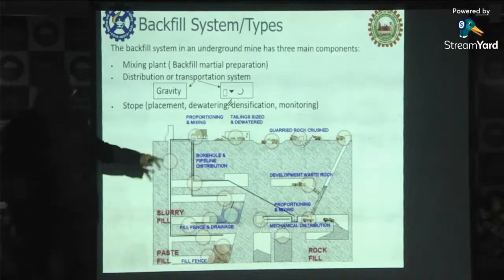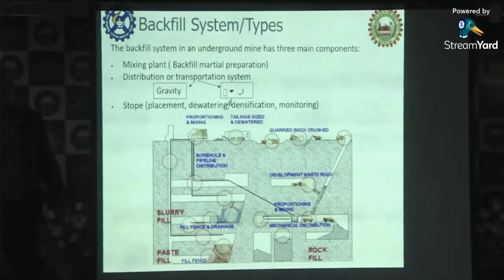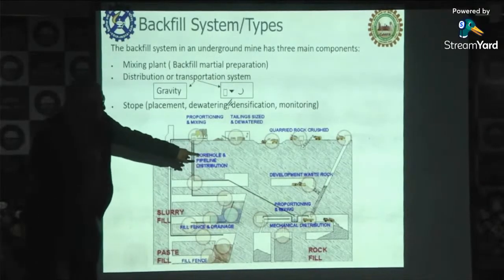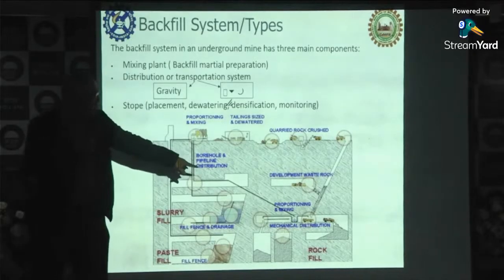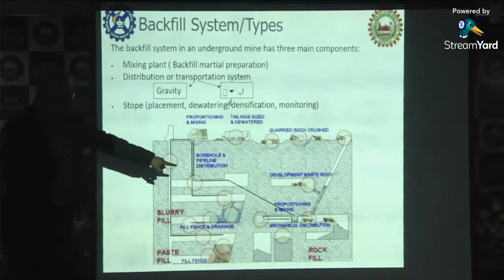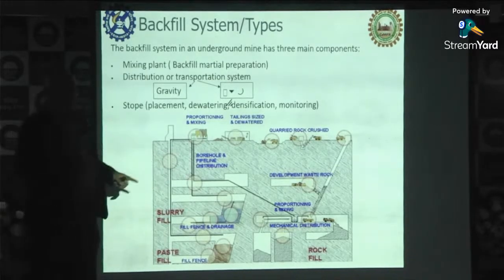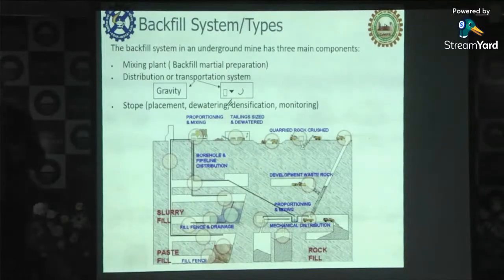And then comes the rock fill. So what is rock fill? Rock fill is what we get from the mines when we drive a cross cut, or when we have a drive edge. The material which is produced from the mine itself is used as a filling material. So here we see the development is going on, and it is going to the LVDTs, and it is directly going to the underground mines.